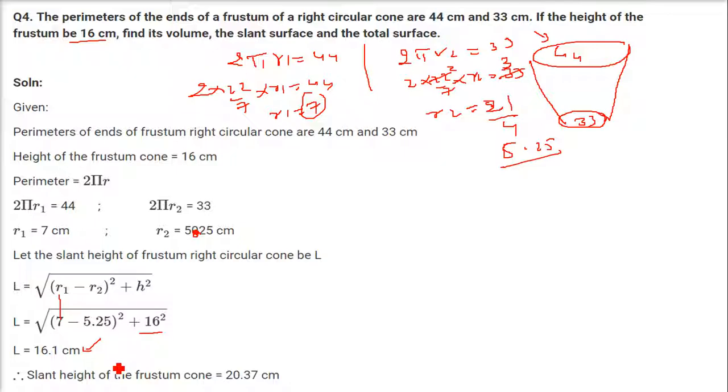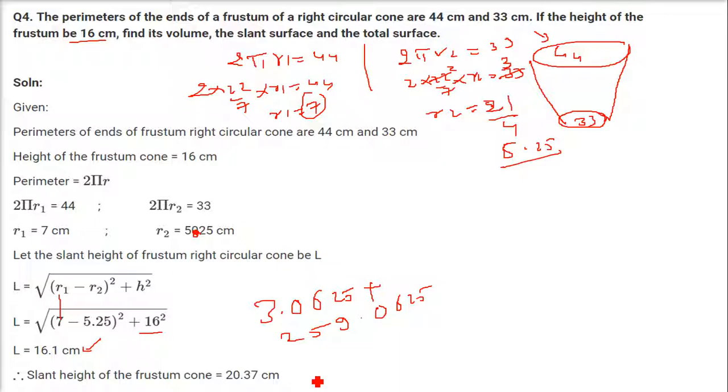Because it is square, so 1.75 into 1.75, it is going to be 3.0625 plus 16 into 16. So this will be 259.0625. So we have to take the under root of this 259, or let us say 260.